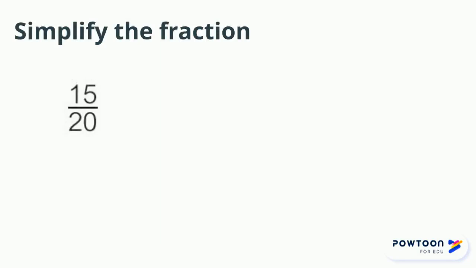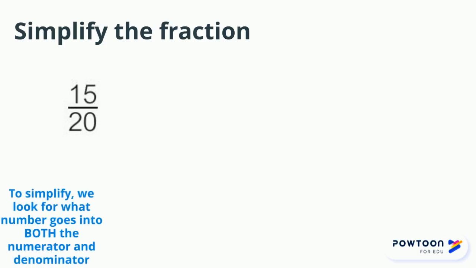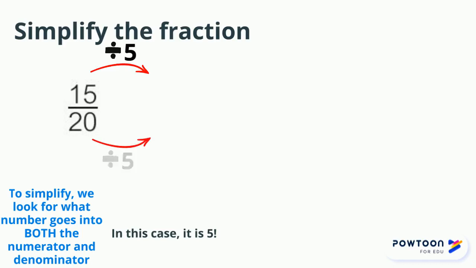In this example, we want to simplify the fraction 15 over 20. To do this, we need to look at what number goes into both the top and bottom numbers, and in this case it's 5, so we'll divide 15 by 5 to get 3, and 20 by 5 to get 4, so the answer is 3/4.